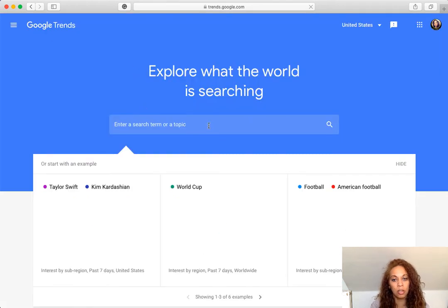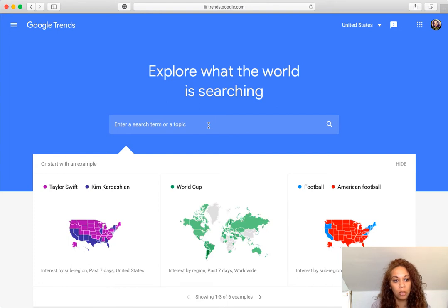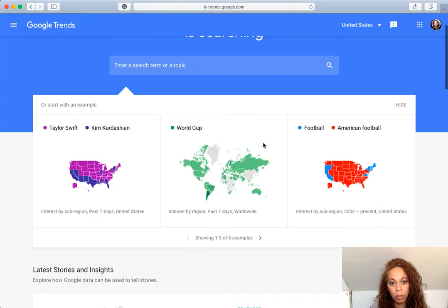So Google Trends is a search trend feature which shows a frequent term entered into Google's search engine relative to the site's total search volume over a given period of time. So what that means is whatever's trending right now, and it's mostly searched on Google, it will be here.